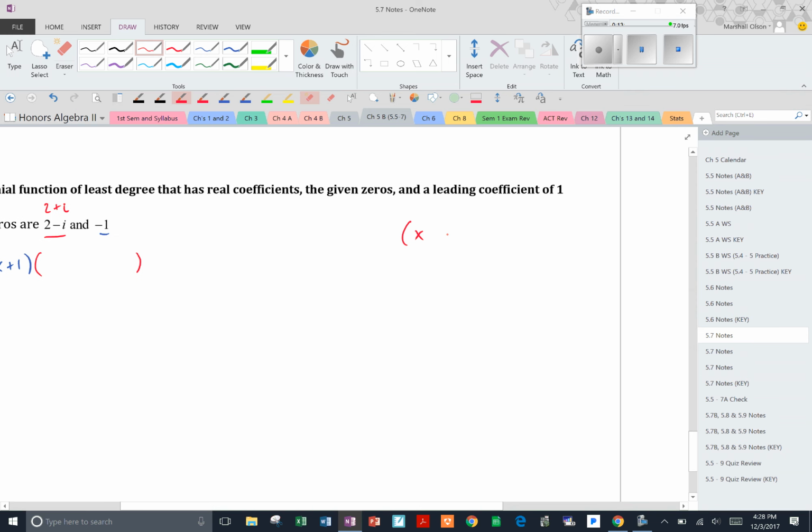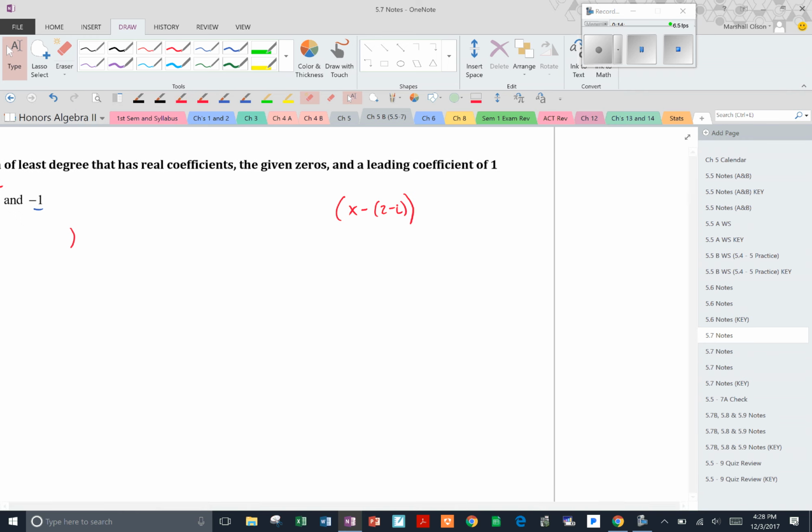Let me start over again. 2 minus i, let's start with that 0 as a factor. The 2 minus i is going to be a factor x minus, and then we put 2 minus i, the 0, in parentheses. The 2 plus i is going to look like this inside of its factor. So notice again, we have x minus the 0 as a factor. That's how we always write a factor.